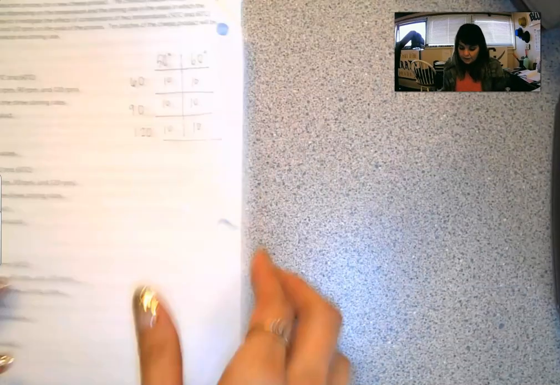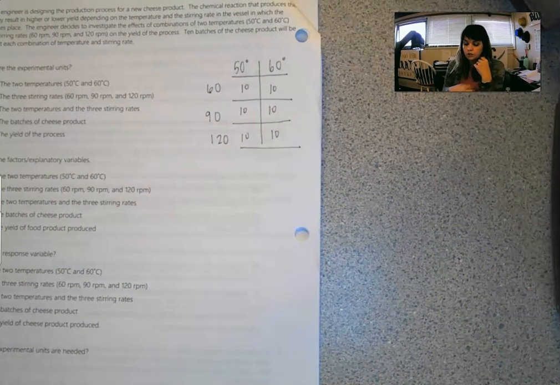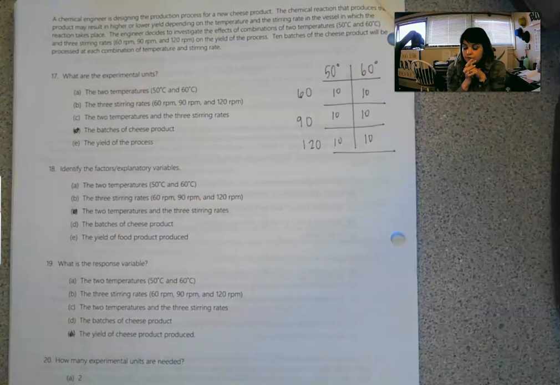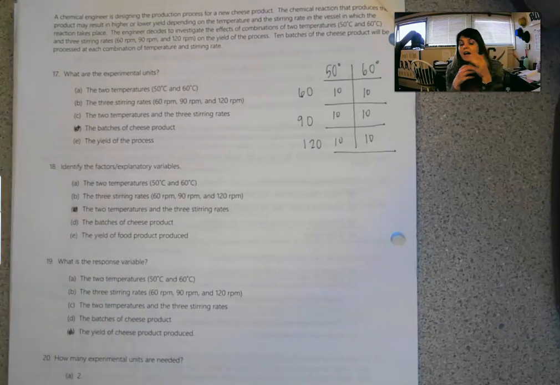So, the cheese problem is questions 17, 18, 19, 20. This is a really good question for just your overall knowledge of experiments and how you would assign treatments. So question 1 wants to know, what are the experimental units? Remember, experimental units are the things that you assign to the treatment group. So we're going to assign batches of cheese to each treatment group.